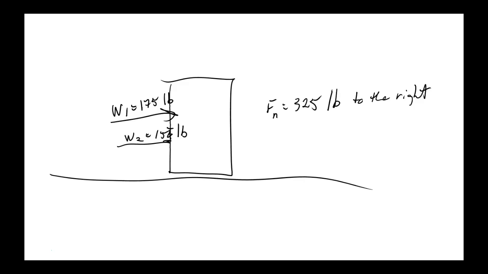Now, this time, the same two workers push the crate to the right. The motion is opposed by a static frictional force of 300 pounds. Which way is that pushing? Opposite to the way of motion. So this will be 300 pounds. There it goes to the left. Okay. Now, find the net force.